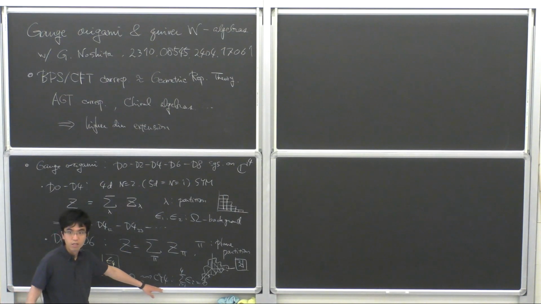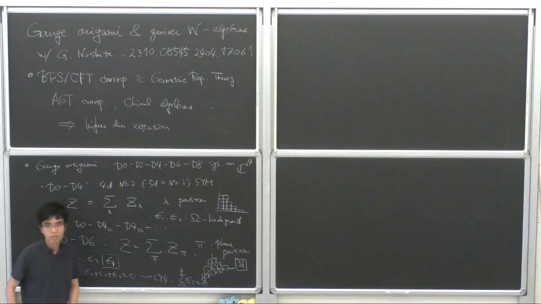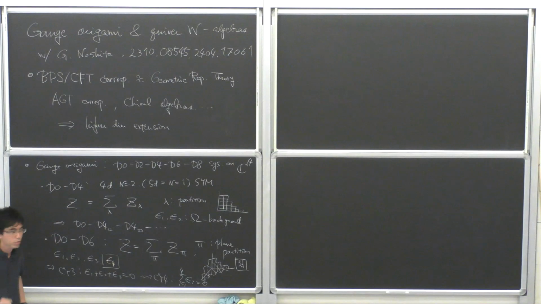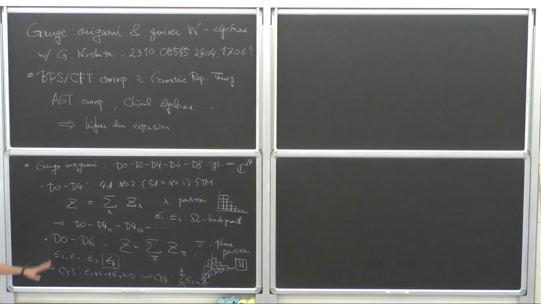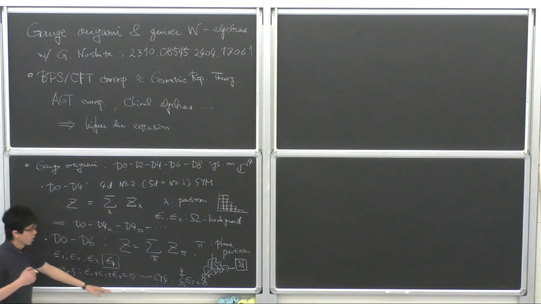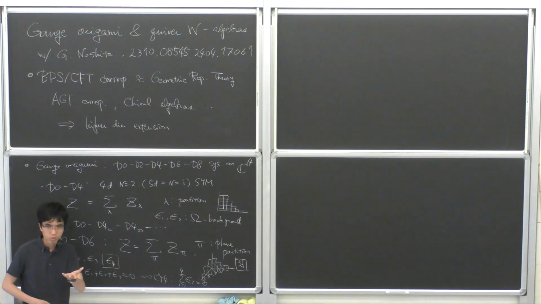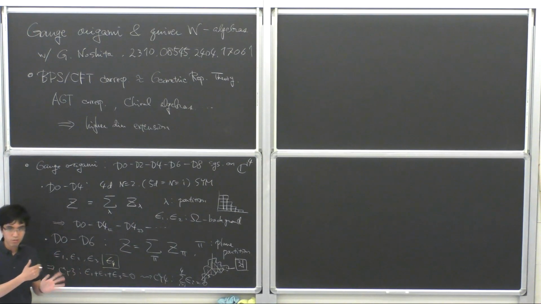Calabi-Yau 4? Yeah, it's a nice question. For example, for D0-D2, we don't need such a Calabi-Yau condition. For example, epsilon 1, 2 can be arbitrary. But in the 4-fold case, I'm going to talk a bit about the mathematical side. For example, just one word.